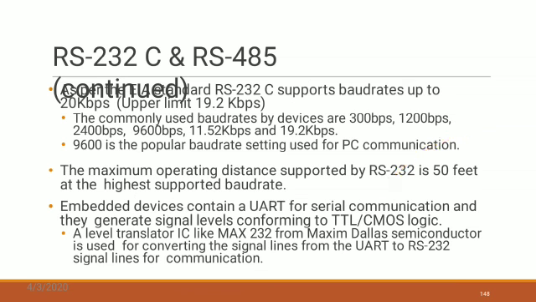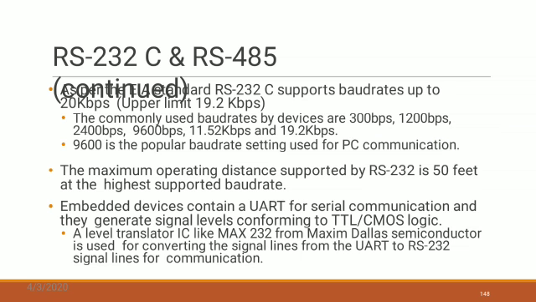So RS-232 supports baud rates up to 200 kbps, with an upper limit of 19.2 kbps. The baud rate is nothing but the speed at which the data transfers. Commonly used baud rates are 300 bps, 1200 bps, 2400 bps, 9600 bps, 11.52 kbps, and 19.2 kbps. 9600 is the popular baud rate setting used for PC communication.